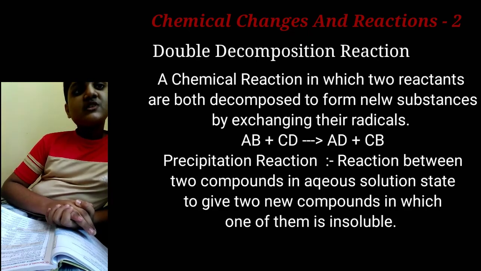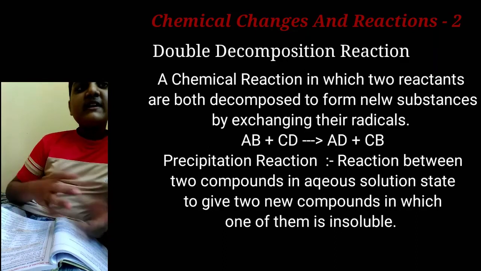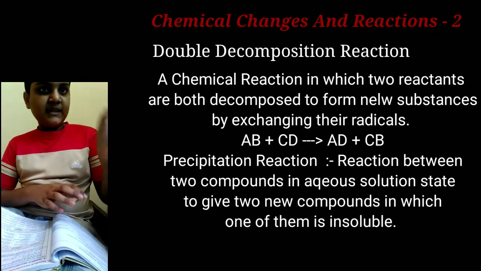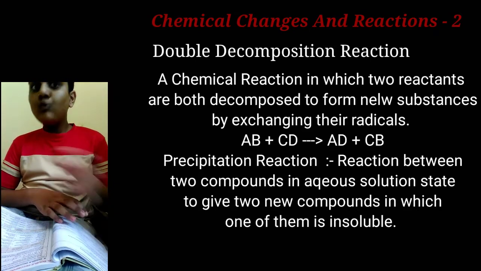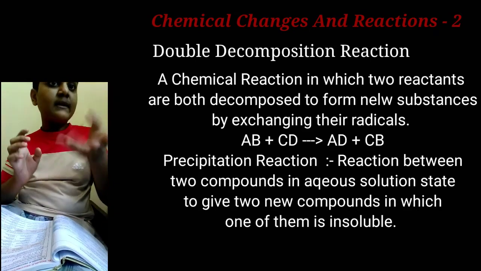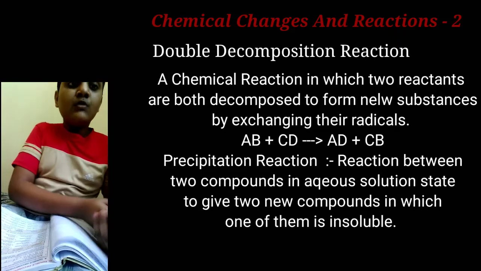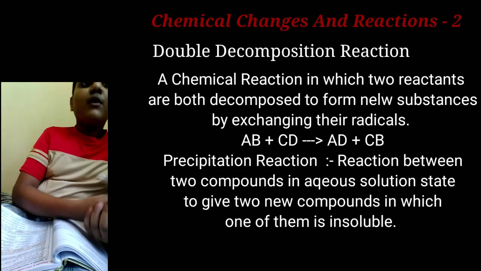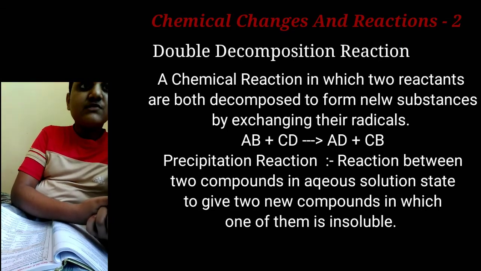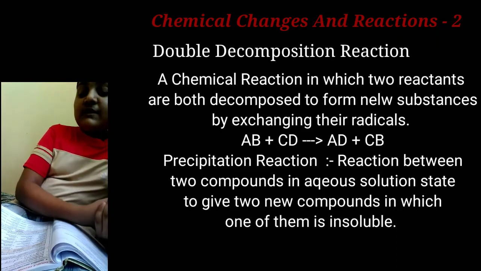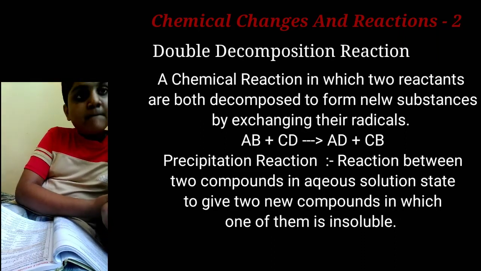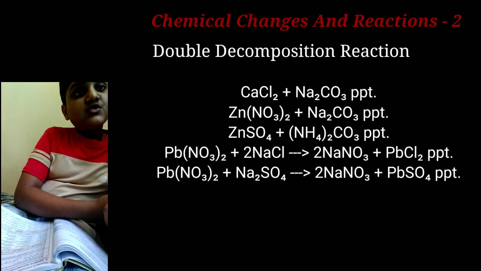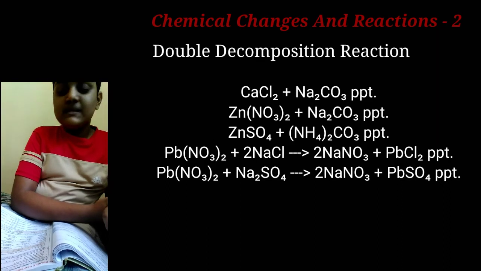Precipitation reaction is when a reaction happens and, as a product, we get an insoluble substance settled down in the reaction. If you are doing it in a test tube, you can say something settled down, an insoluble substance settled down. So that formed a new substance. That substance formed is called a precipitate, and the reaction we call a precipitation reaction. Therefore, definition: reaction between two compounds in aqueous solution state to give two new compounds in which one of them will be insoluble. That is called a precipitate.